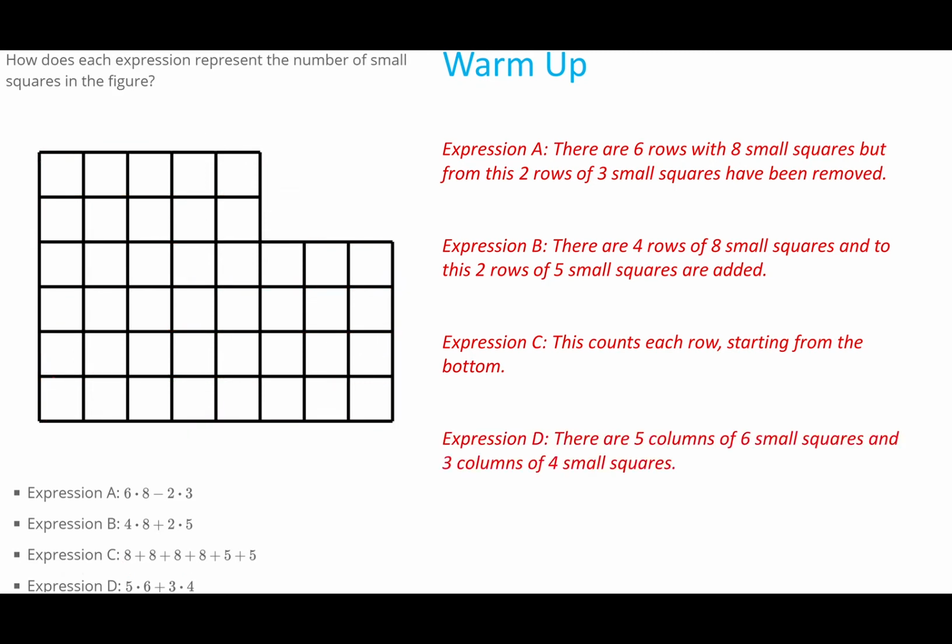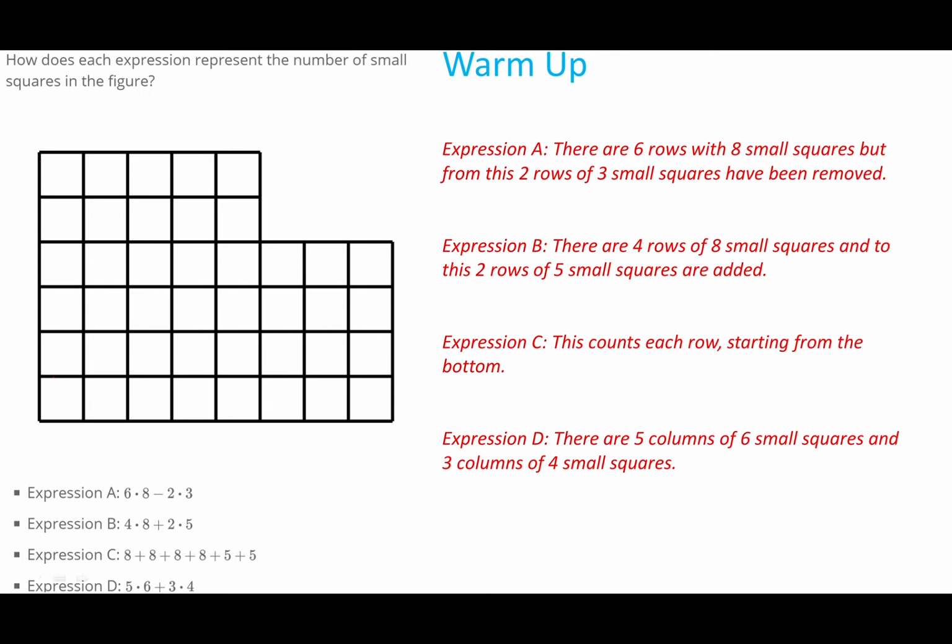The last one, expression D, this would be if you're looking at it in terms of columns. So here we have 5 columns of 6 small squares. So this rectangle over here is 5 columns, so counting 5 this way, by 6 small squares. To get this additional piece to the right, we're also going to add plus 3 columns of 4 small squares. So you can see that all 4 of these expressions are equivalent. They all give us the number of squares in this figure.